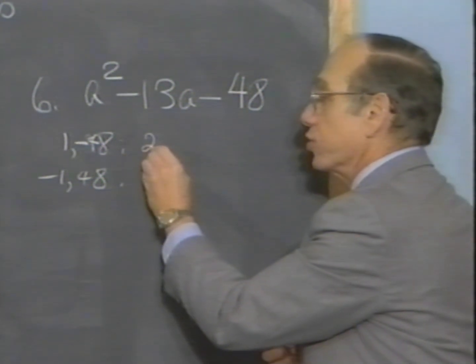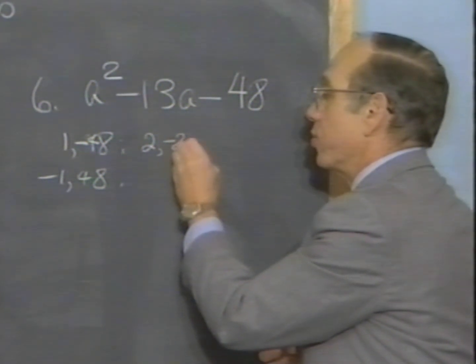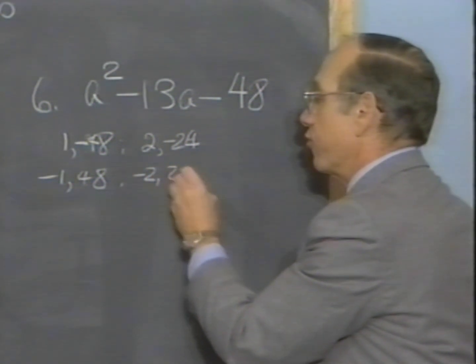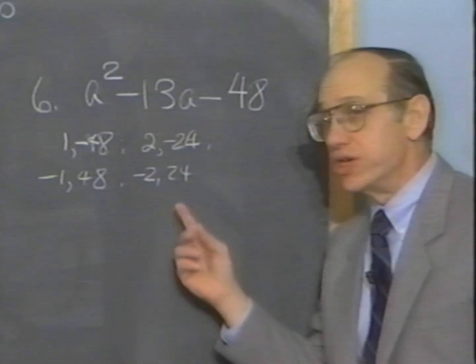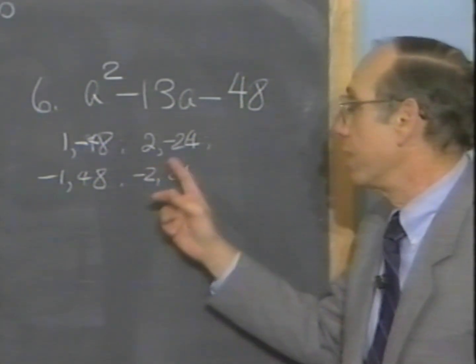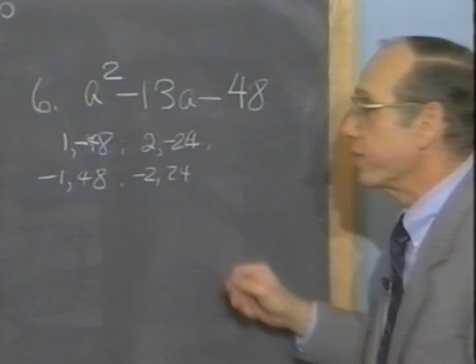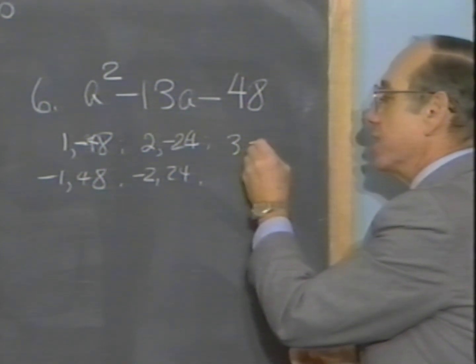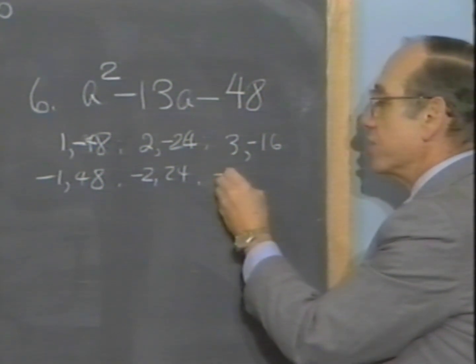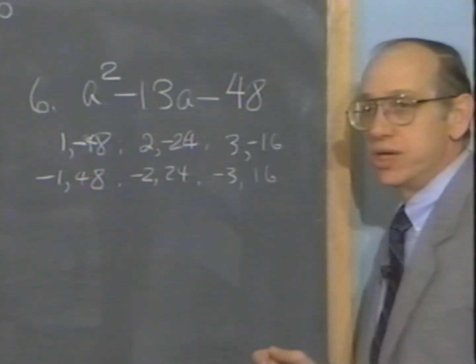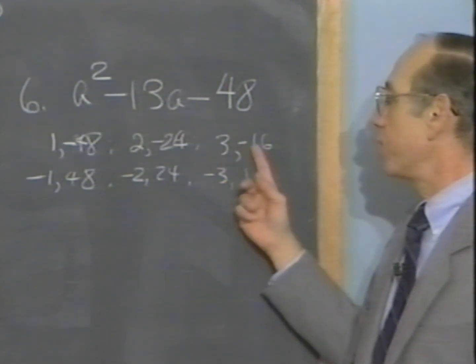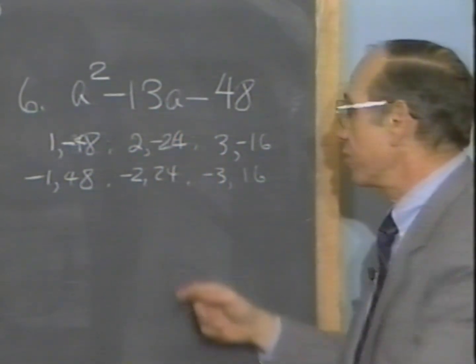Well, you can factor a 2, so you can get 2 and minus 24. You can get minus 2 and plus 24. Now, I'm really checking these in my head as I'm going along, and I can see that these aren't going to work either. Then I can get, what? 3 and minus 16, or minus 3 and plus 16. And whoa, I think this one's going to work, isn't it? 3 plus minus 16 is minus 13.